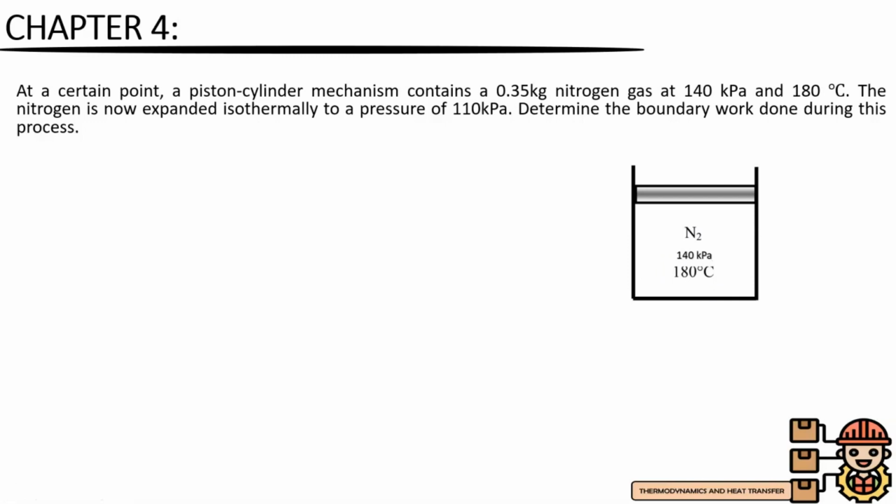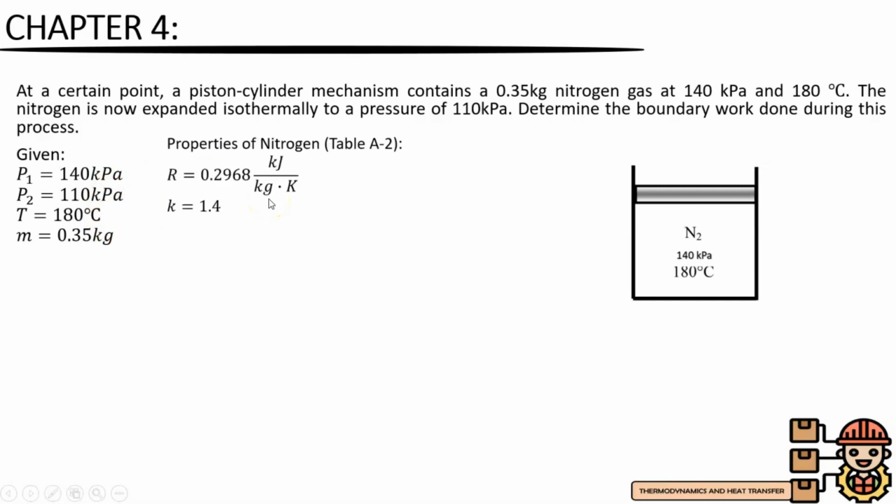But before we solve what is asked in this problem, we need to identify first the given values. So we have P sub 1, or our initial pressure, which is equal to 140 kPa. And our final pressure is equal to 110 kPa, which is the pressure to which the nitrogen gas expanded isothermally. The value for our temperature is equal to 180 degrees Celsius, and the mass is equal to 0.35 kilogram.